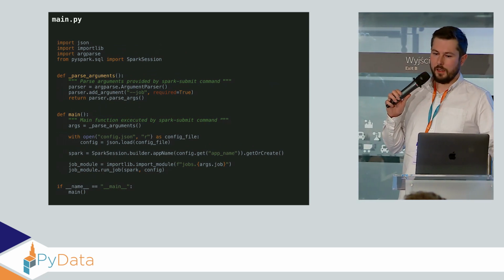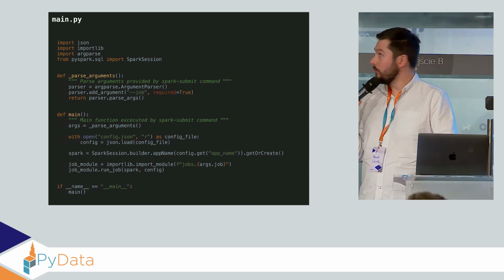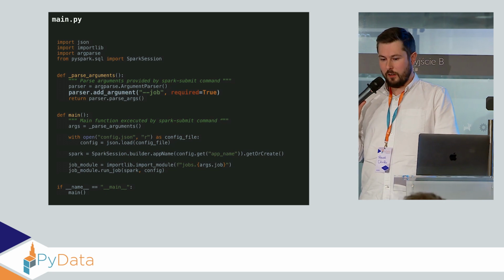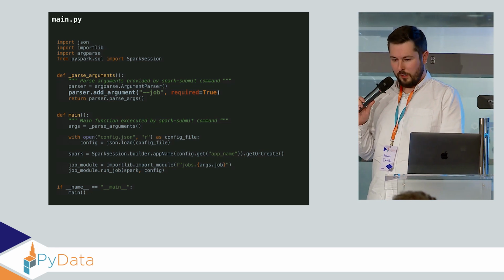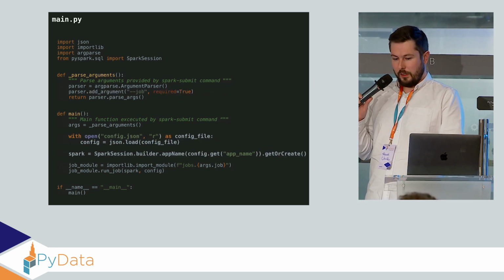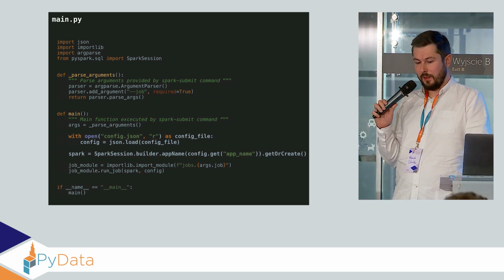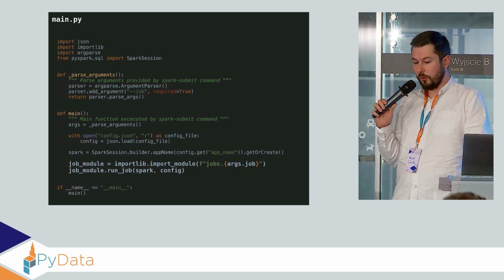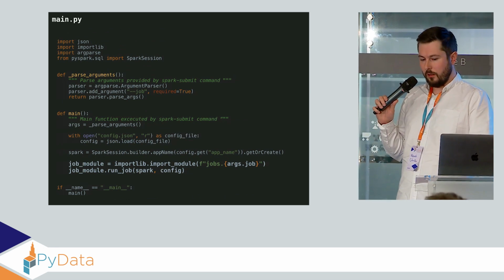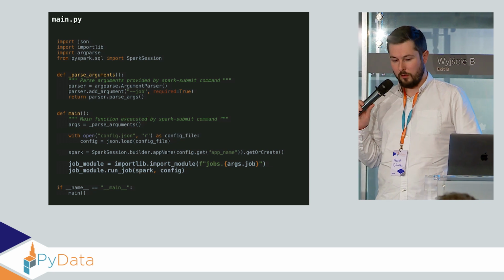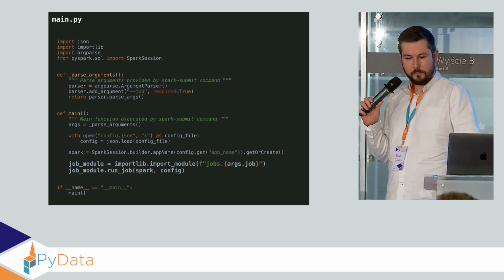So what I've done, I've created a main Python file, which, as you can see, requires an input argument, job, which tells the application which job to run. Then it has this boilerplate code here, so it creates a config object and Spark session, imports the relevant job module that we need, and runs the module using the run job function, and sends there the Spark session and the config object.